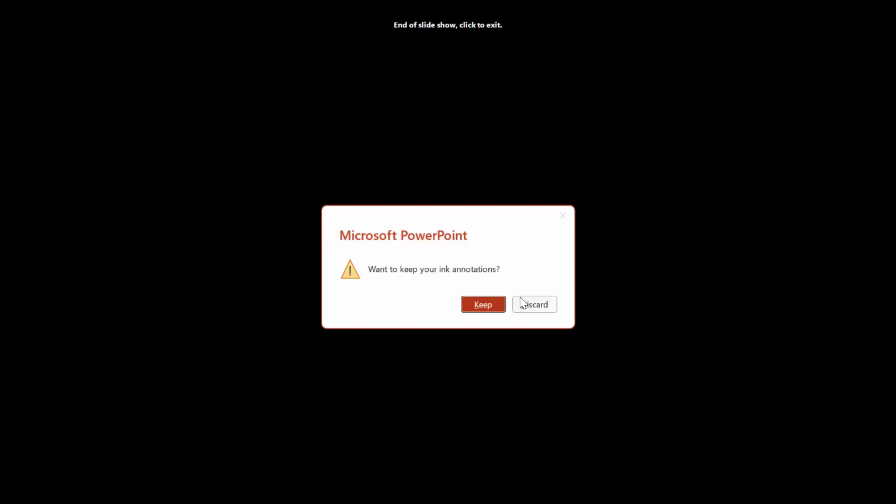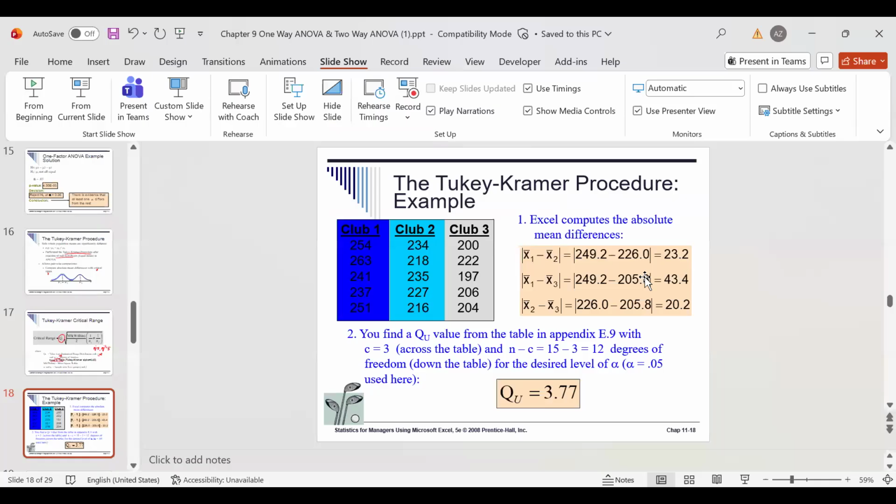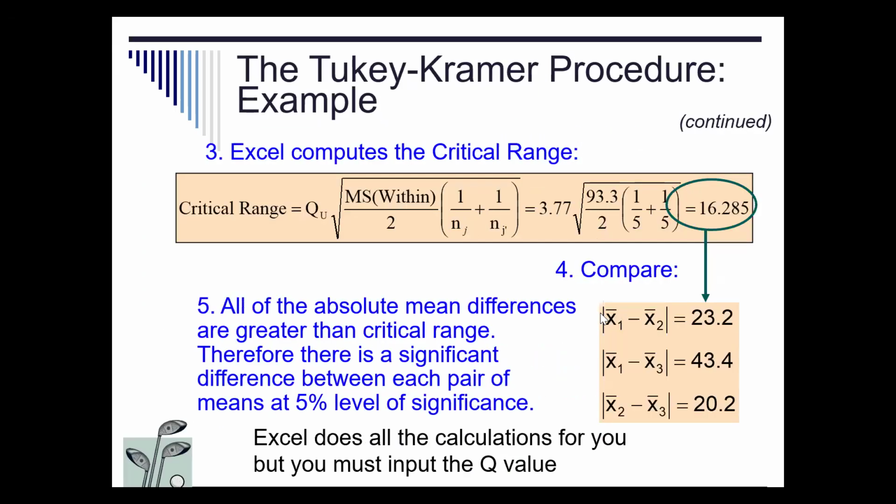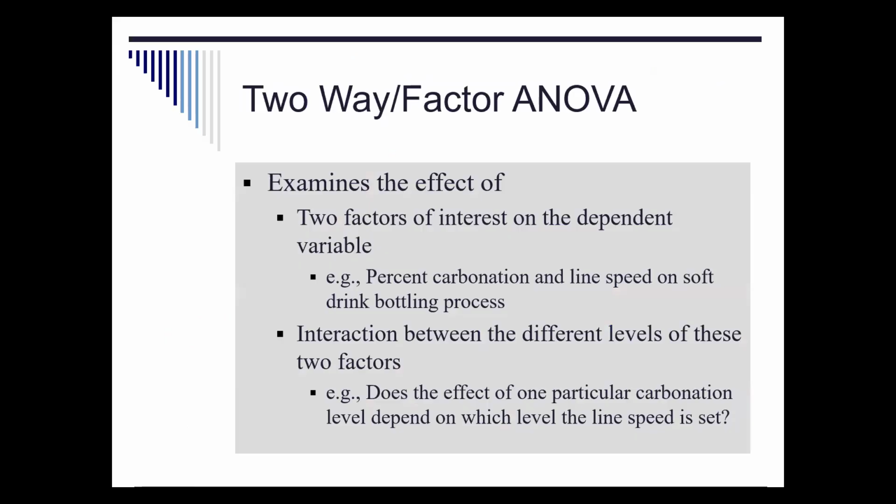Right, so I think that should be it. Actually there's a 2-factor analysis of variance. Maybe we can run through that, but it's very similar to the one we just did, right? For 2-factor, just that there's going to be a row factor and a column factor. So this is called a 2-factor ANOVA. We examine the effect of 2 factors of interest on the dependent variable, like percent carbonation and line speed in a soft drink bottling process, and whether there is an interaction between those two.